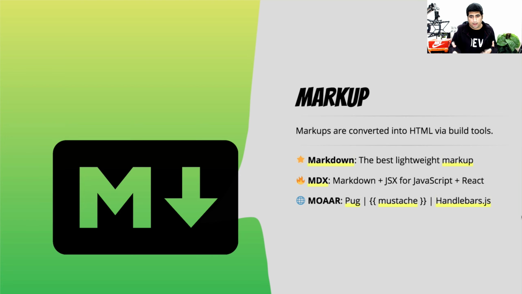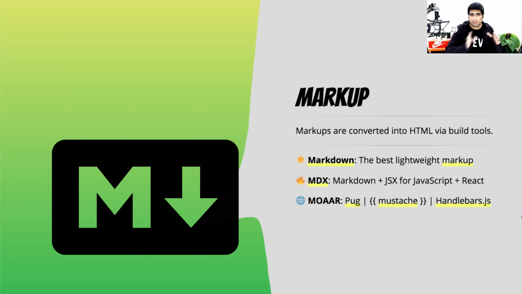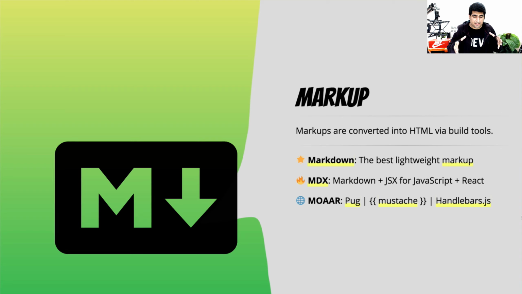You can use Markdown, you can use MDX, Markdown plus JSX, where you can kind of import React components inside of Markdown. How cool is that? You can use Pug, Mustache, and Handlebars. You can use whatever markup language you feel comfortable with, or whatever markup language that is best for that use case. Okay, you see how complex this application has become?